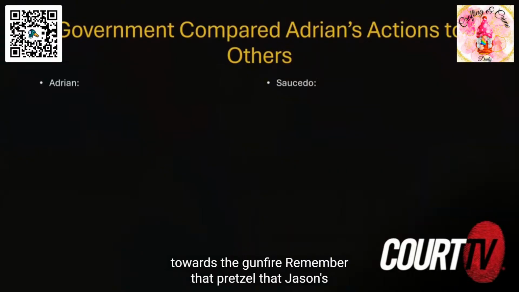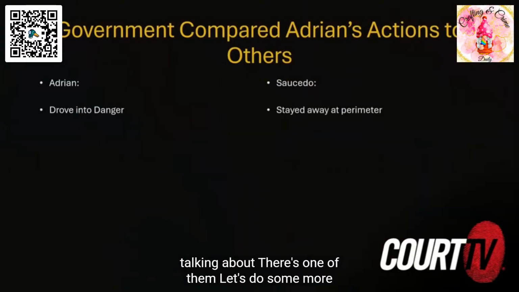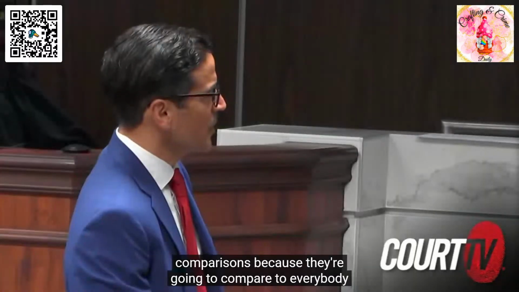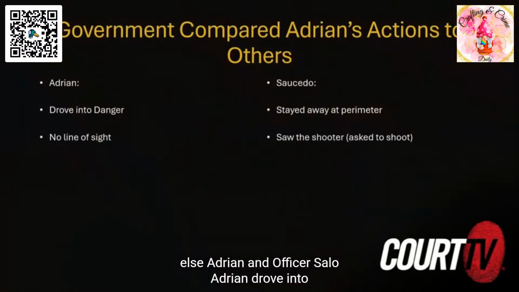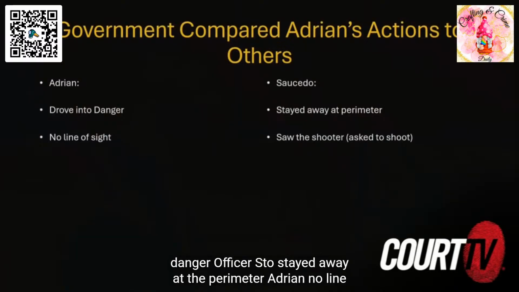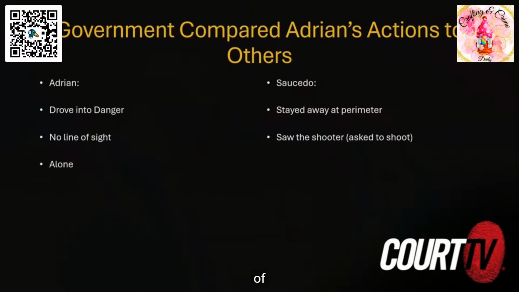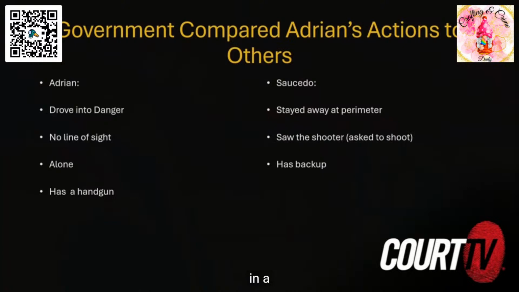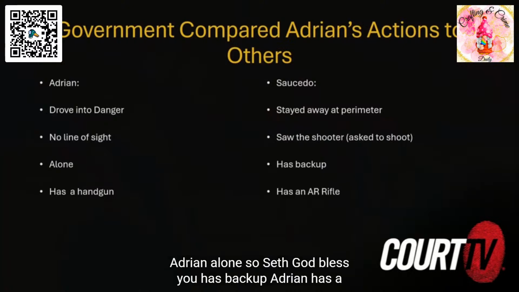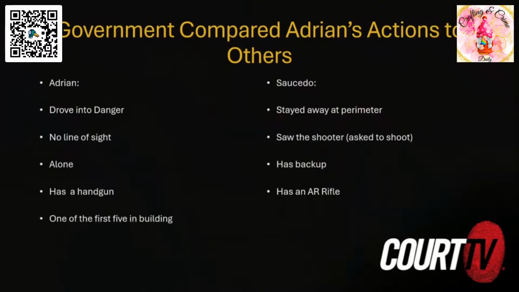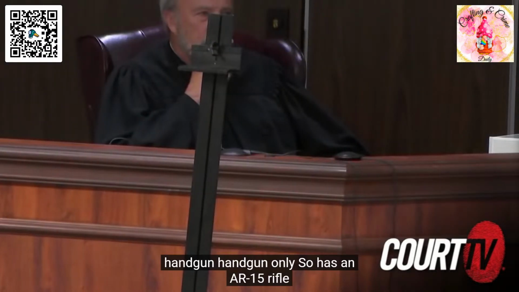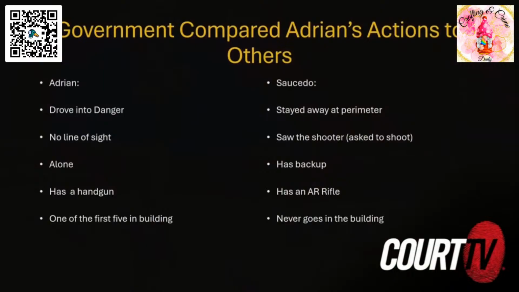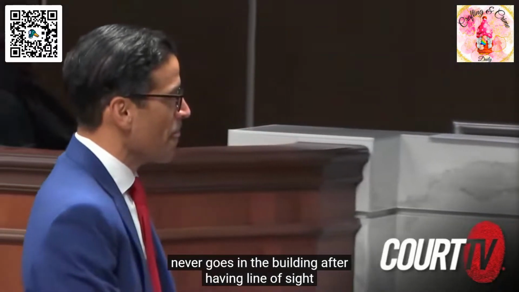Adrian and Officer Saucedo. Adrian drove into danger. Officer Saucedo stayed away at the perimeter. Adrian, no line of sight. Saucedo saw the shooter, and we're going to look at the video in a second, and asked to shoot. Adrian, alone. Saucedo, God bless you, has backup. Adrian has a handgun only. Saucedo has an AR-15 rifle. Adrian, one of the first 5 in the building. Saucedo never goes in the building, after having line of sight, opportunity, and ability to do something, and he doesn't. He never goes in the building. And he also drives away, not towards the gunfire.